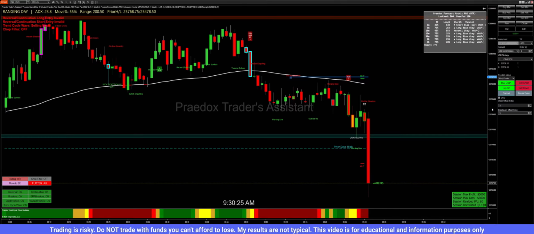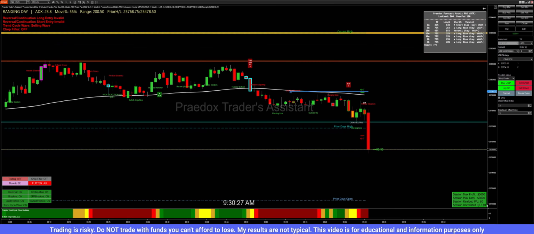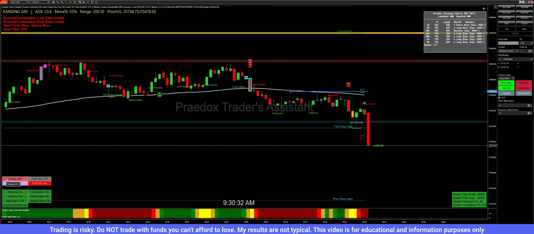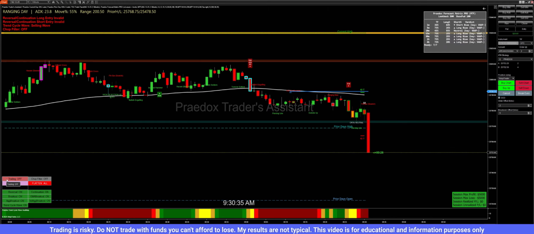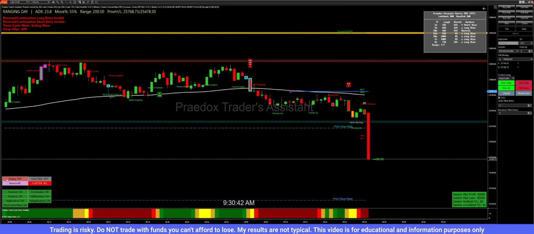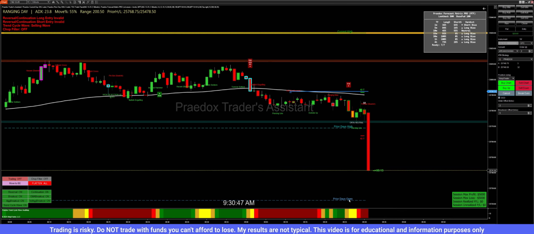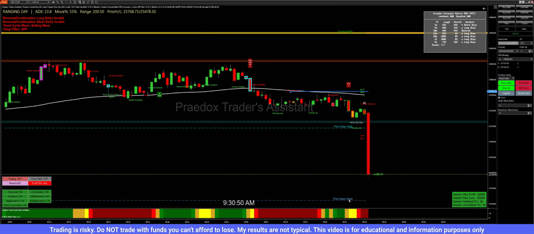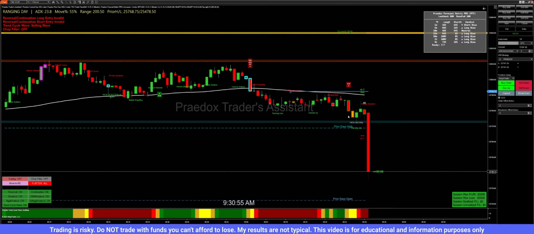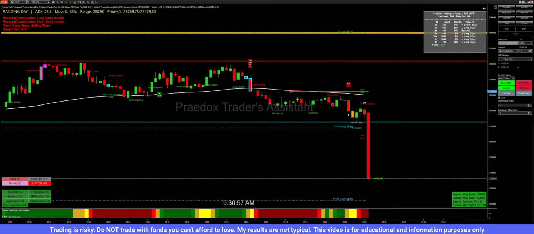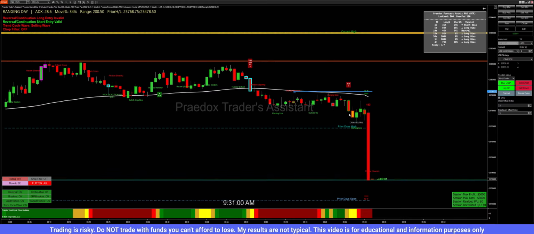Looks like we're going to the London low, possibly. Prior day's open coming up here. So this trend cycle wave trade would have been a winner if you were in it.